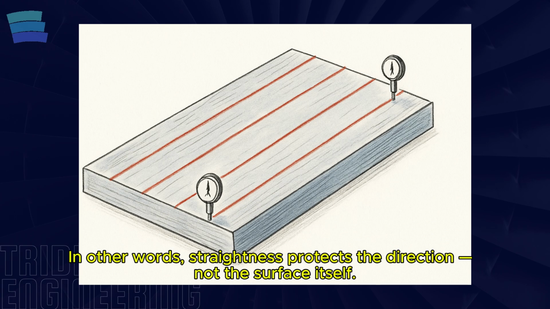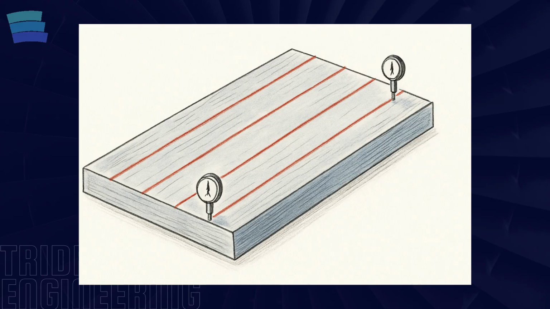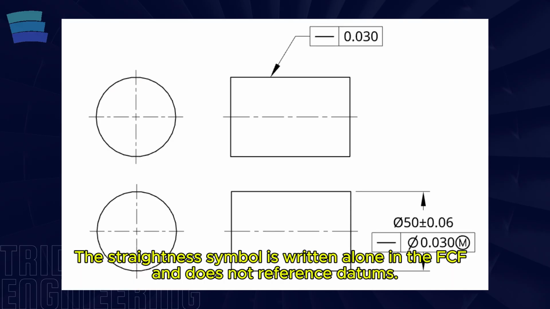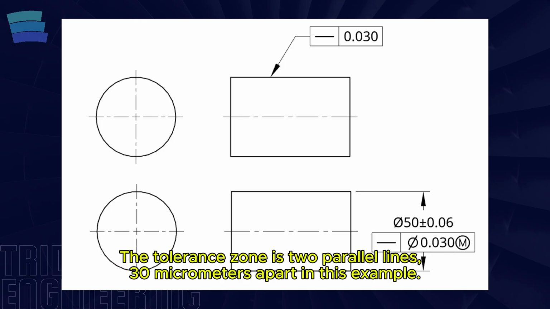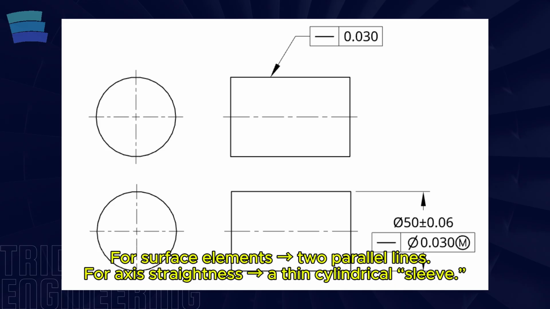The straightness symbol is written alone in the feature control frame and does not reference datums. Because the controlled feature is a line or an axis, it is not positioned relative to something else. As in the example, it means that the linear element must lie between two parallel lines 30 micrometers apart. For surface elements, the tolerance zone is two parallel lines. For axis straightness, the tolerance zone can be visualized as two coaxial cylindrical surfaces creating a thin straightness sleeve around the axis.